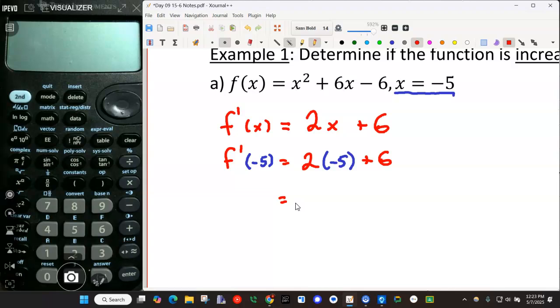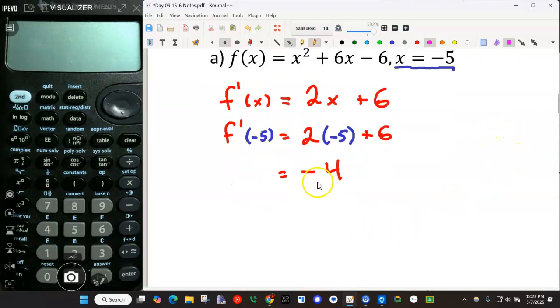And simplify. So we got -10 plus 6, which is just -4. So the only thing new here is to ask yourself, is this increasing or decreasing? Right? Because it doesn't say what is the derivative at -5. It says, is it increasing or decreasing? So would this number be increasing or decreasing?